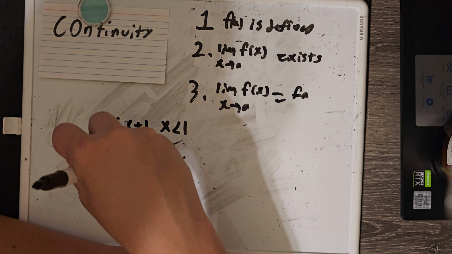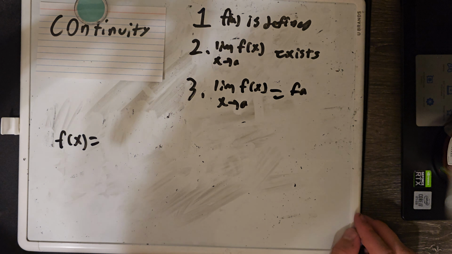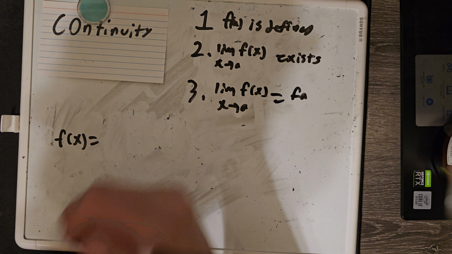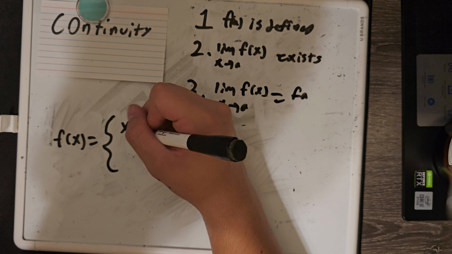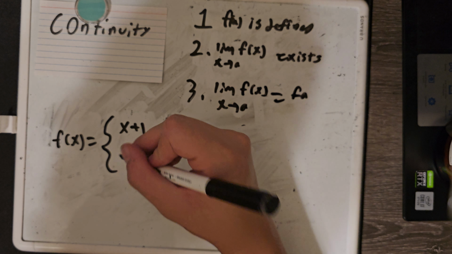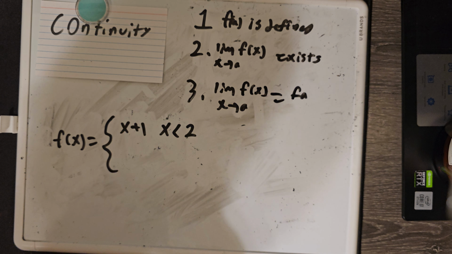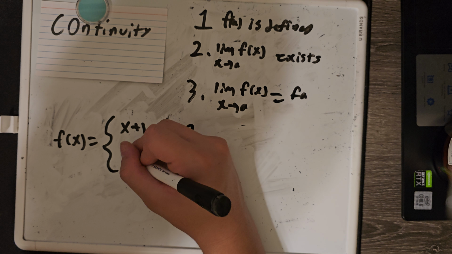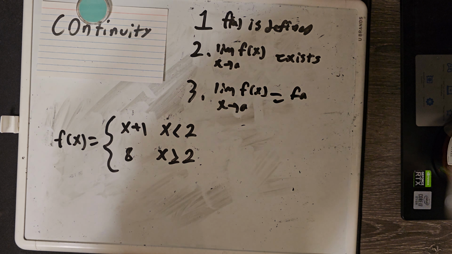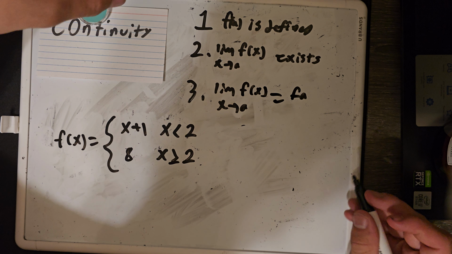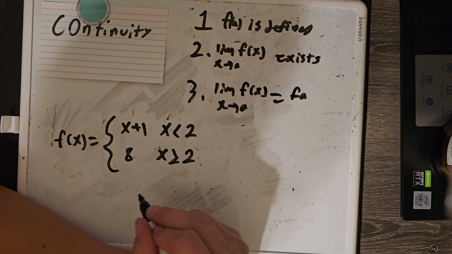Now, another time in which a limit does not exist: f of x is equal to x plus 1 when x is less than 2, let's say, and then it's going to be equal to just 8 when x is greater than or equal to 2. Now, at this point, f of A is defined. At this break between the two pieces, you can plug in 2 and it will be defined. It will be 8.